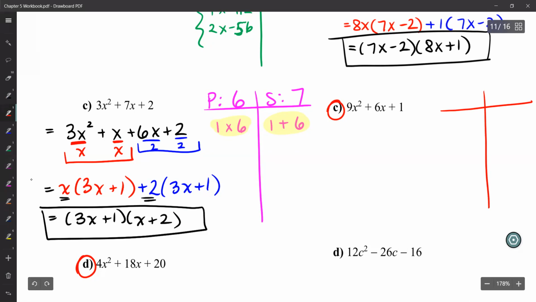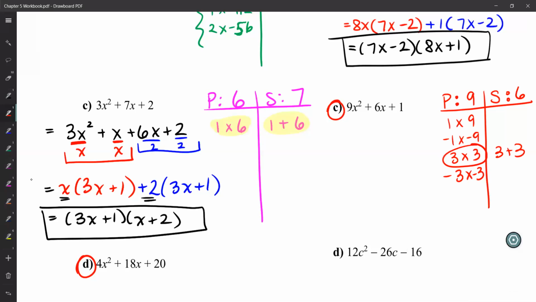So we have to do A times C, so 9 times 1, just 9. And then it has to add up to the sum of 6. So I did all the options: 1 times 9, 3 times 3. And then it has to add up to 6, so I chose 3 times 3 because that adds up to 6.